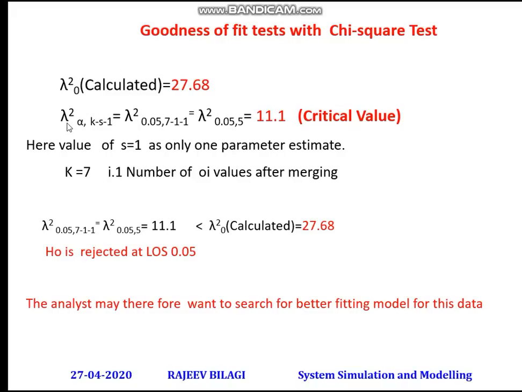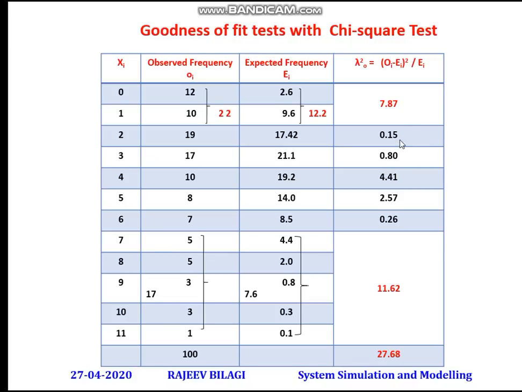Now to find the critical value, we have chi-square alpha, k minus s minus 1. The s value here, when it is a Poisson distribution or exponential distribution, is s equal to 1. And k, if you look at here, 1, 2, 3, 4, 5, 6, 7, that is after merging the values.